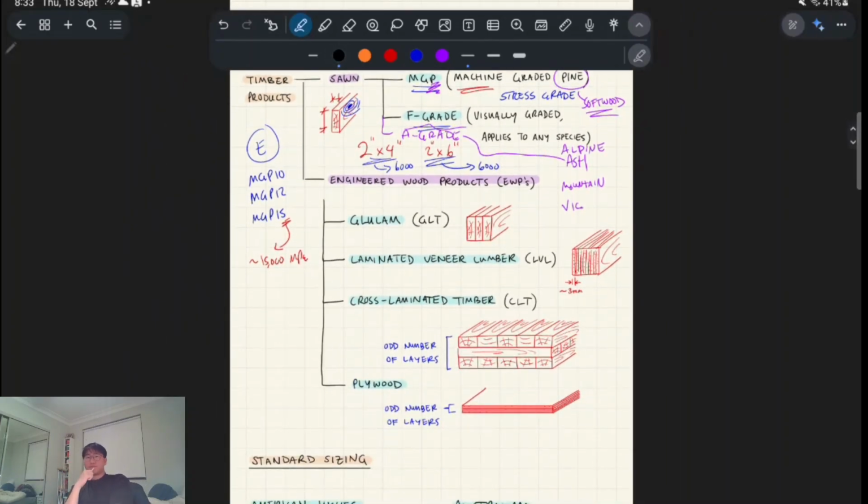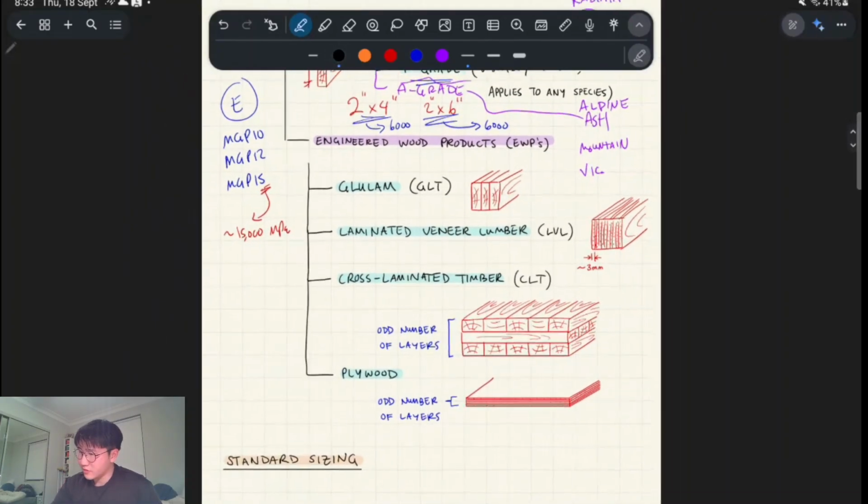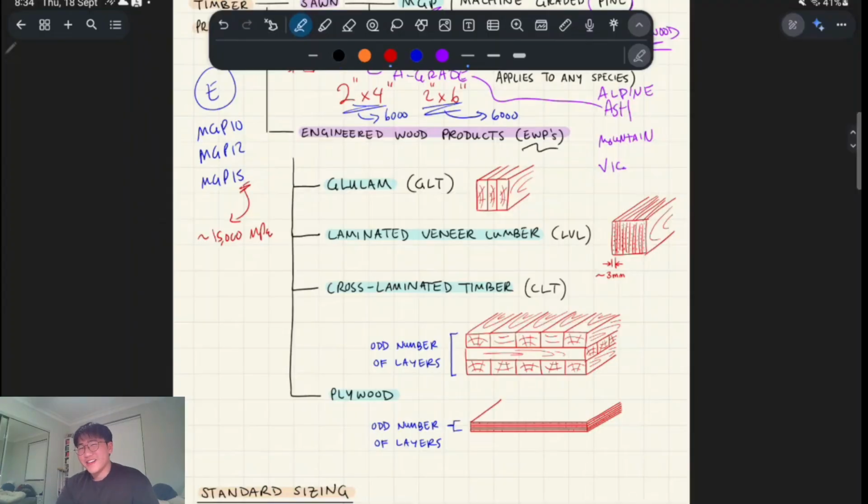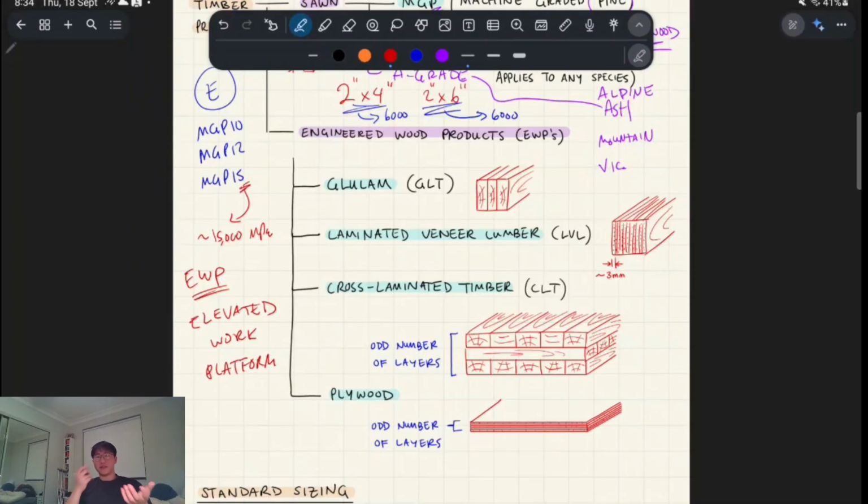Engineered wood products, sometimes called by the shortened term EWPs, although I think that's just a term that people who write papers on timber say, myself included when I was doing my research thesis. In industry, it's more common to use the word EWP as elevated work platform. In trade, they'll think you're talking about a scissor lift, for example, which is an elevated work platform. But in the context of this course, we're going to be calling engineered wood products EWPs.